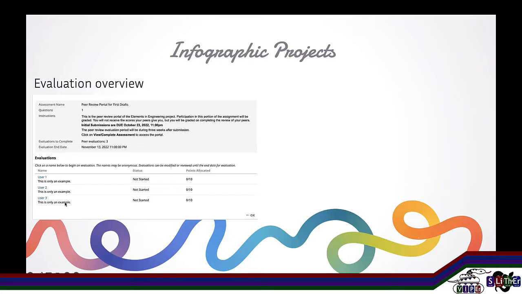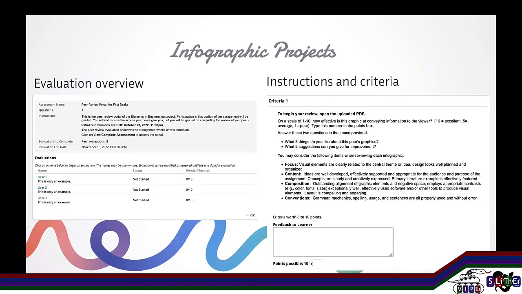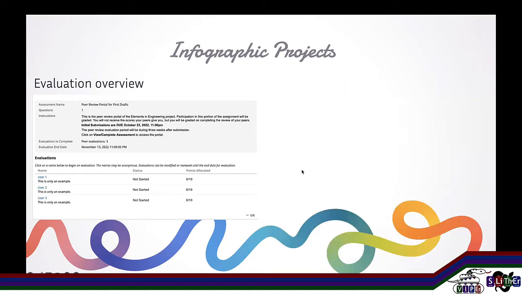When the students come back to the assignment, it has 3 of their peers down at the bottom, and they would click on like user 1, and it would open up that peer's submission. They would view it, and then I do give them some instructions and criteria on how to evaluate that peer's work. So I asked them to rank the work on a scale of 1 to 10. How effective is that information graphic?